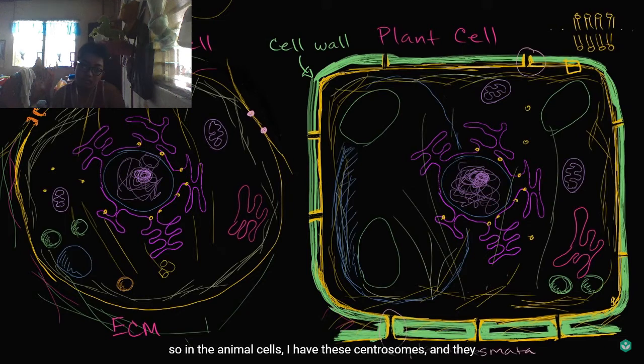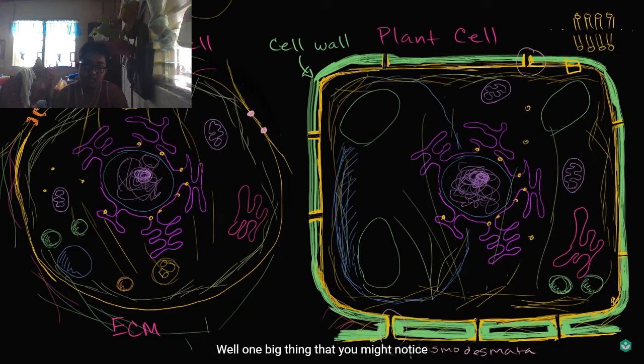In the animal cells, I have these centrosomes, and they are key for organizing the microtubules, and we're going to see them a lot when we talk about mitosis. We don't see them in plant cells. They actually figure out other ways to organize their microtubules, especially when we're thinking about something like mitosis. But let's see what other differences are here.